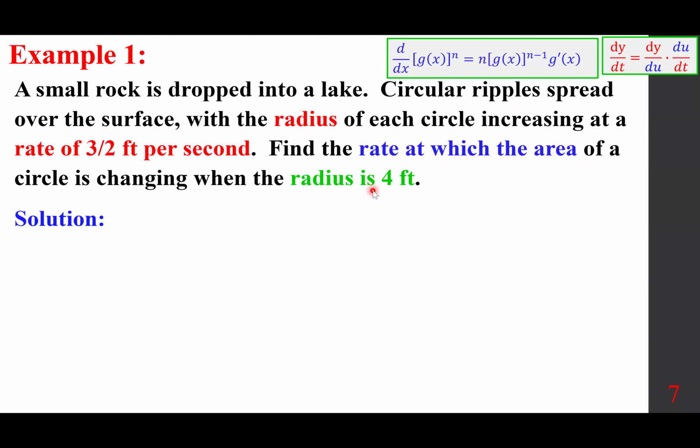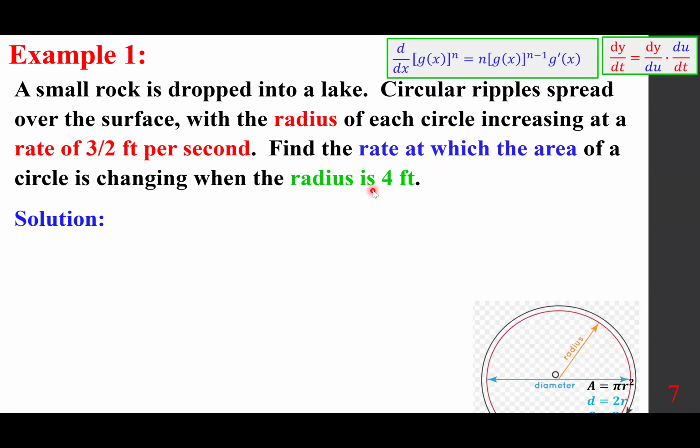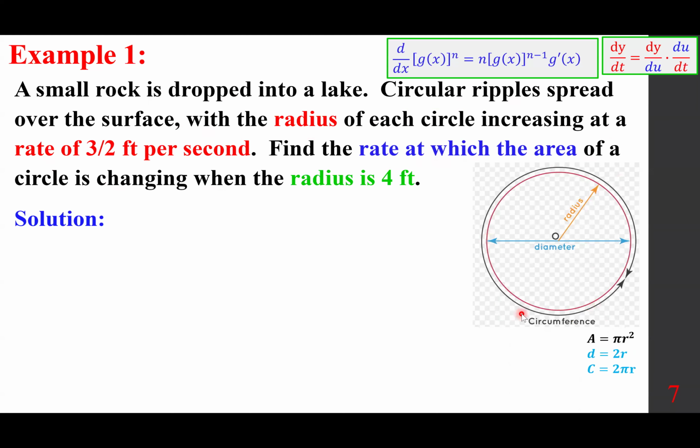So what should we know? Here's a circular shape. We know the area is pi r squared. Starting from the center to the circle is the radius. Starting from the center, going both sides is the diameter. D is 2 times r. C, going around the circle, the circumference, is 2 pi r.